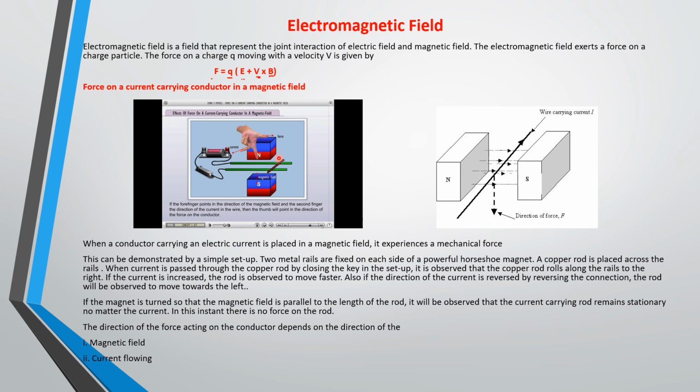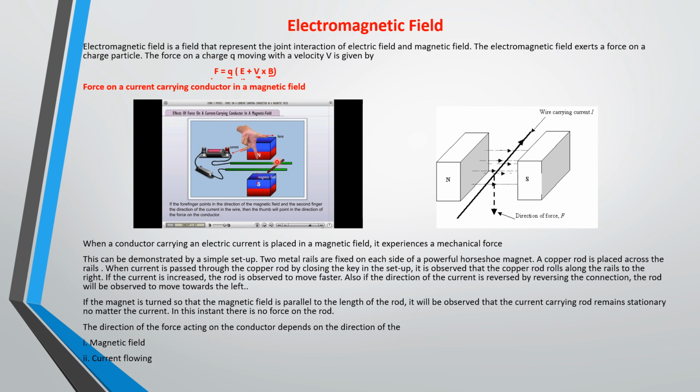When a conductor carrying an electric current is placed in a magnetic field, it experiences a mechanical force. This can be demonstrated by a simple setup. So this setup can be used to demonstrate that when a conductor such as this copper rod is placed in a magnetic field, when you place two magnets like this side by side, there will be a magnetic field between the two. This is a north pole and this is a south pole. So there's a magnetic field between these two magnets that are placed side by side.